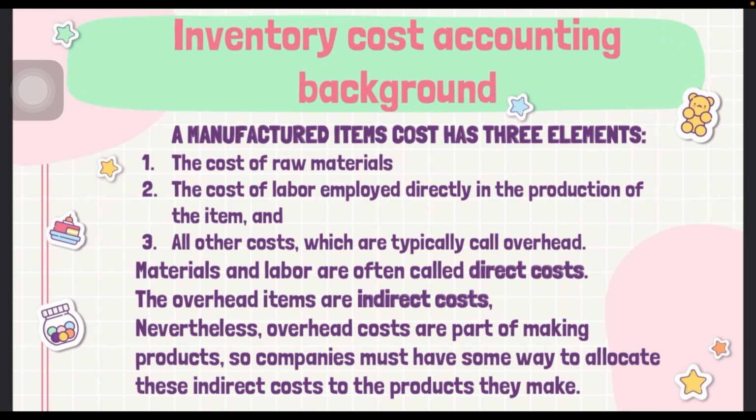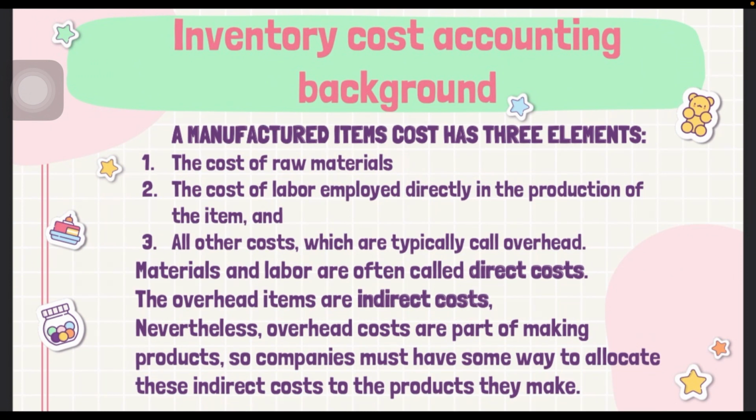Suppose that Fitter used this approach and calculated its overhead rate at $1,000 per machine hour. So if Fitter can make 10,000 bars in an hour, then each bar would be allocated $0.10 of overhead. Kasi nga, 1,000 divided by 10,000 bars is equal to 0.10.